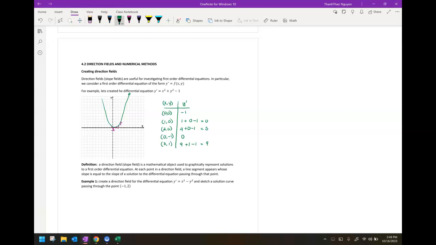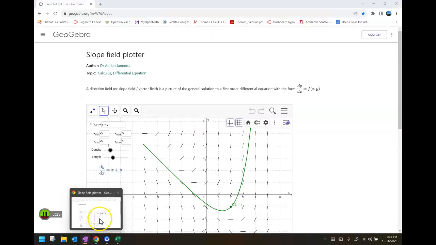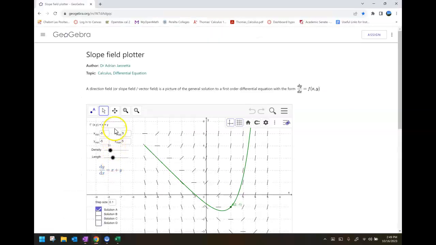No, the answer is no. We do not need to sketch this by hand. Normally, when we have to sketch a directional field, we will use a program. And here I want to show you, this is GeoGebra. So let's put in the differential equation, x squared plus y squared minus 1.